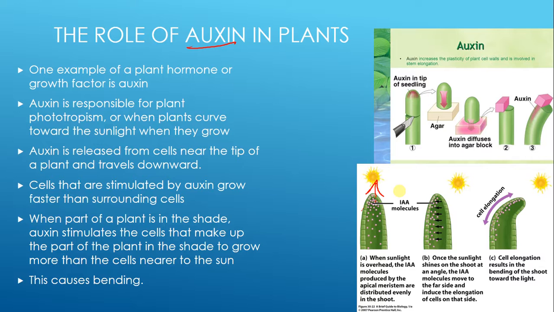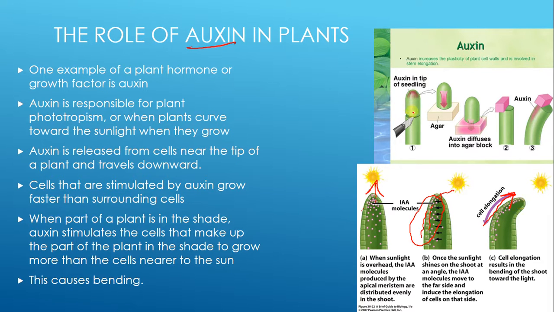However, once the sunlight shines on the plant at an angle, the AUXIN molecules move and start to accumulate towards the far side of the plant and stimulate these cells to grow much faster. This causes the plant to bend towards the sun. Cell elongation on that side causes the plant to bend towards the sun.